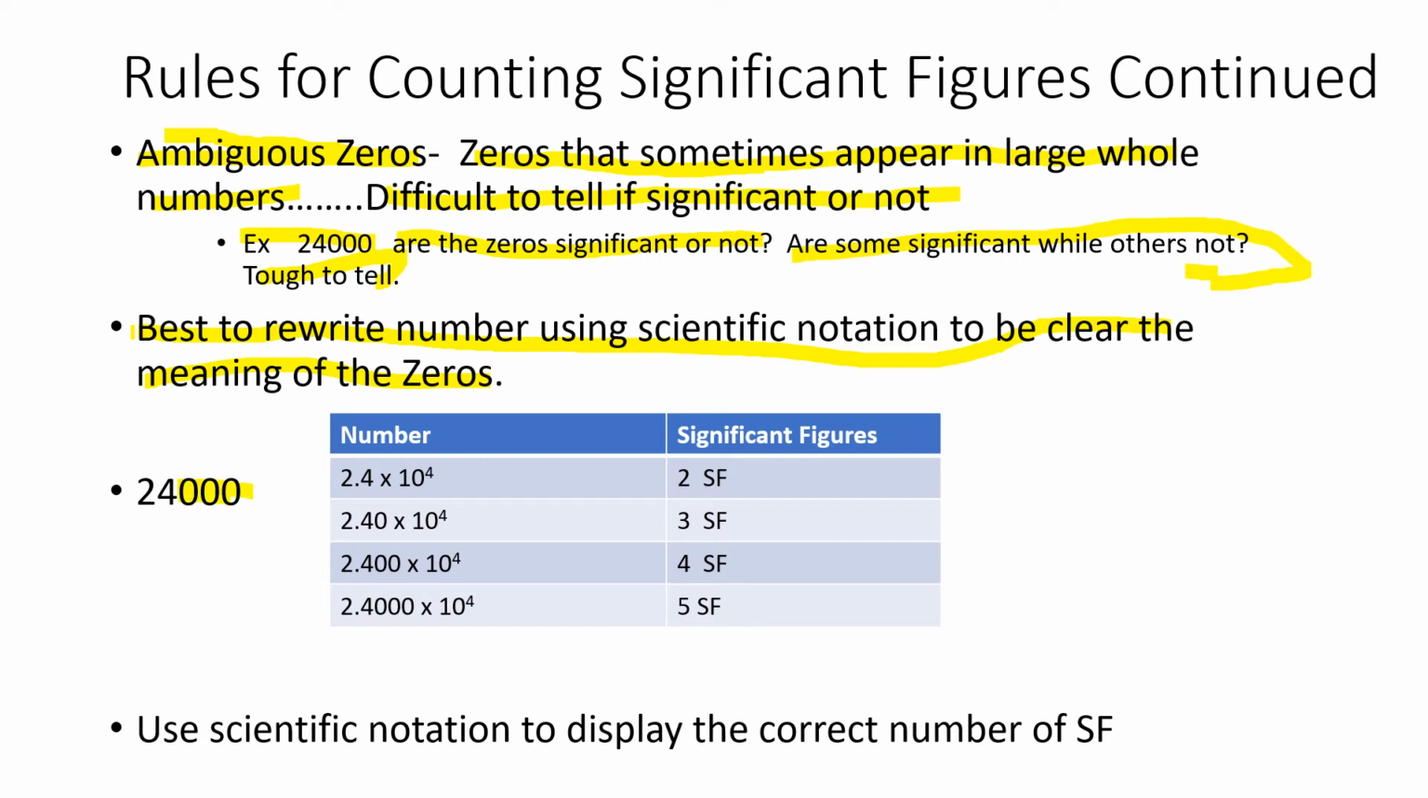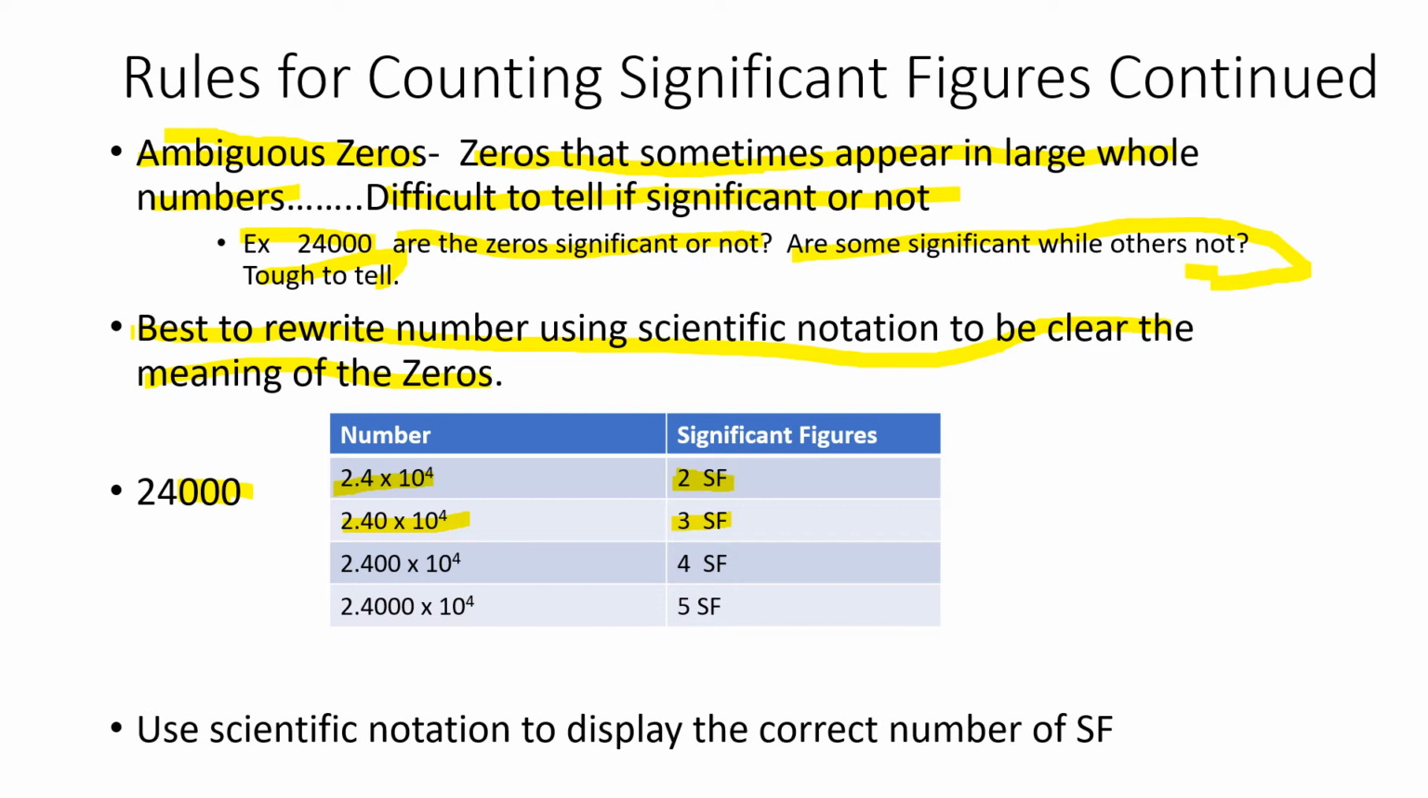And let's see that. If I don't want those zeros to be significant, I could rewrite this in scientific notation as 2.4 times 10 to the fourth. I'm chopping those zeros out, and that's showing very clearly two significant figures now. Those zeros weren't significant. If I need the first zero to be significant, but not the second two, if I rewrite that in scientific notation as 2.40 times 10 to the fourth, well, I'm showing that first zero as significant. I get my three significant figures there.